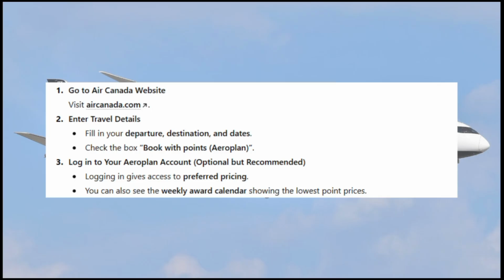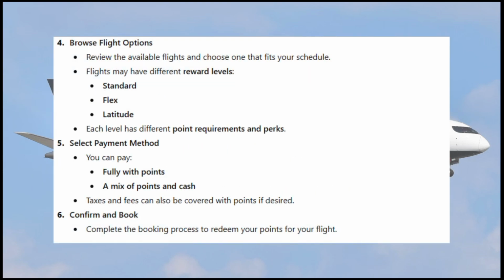You can also see the weekly award calendar showing the lowest point prices. Now, browse flight options, review the available flights, and choose one that fits your schedule. Flights may have different reward levels, starting from standard to latitude. Each level has different point requirements and perks.